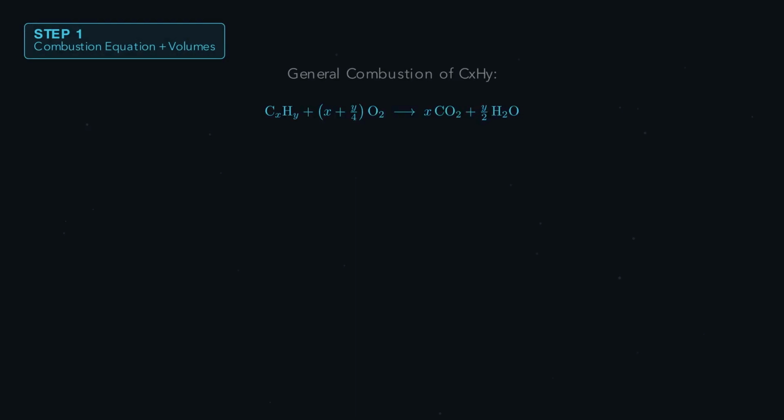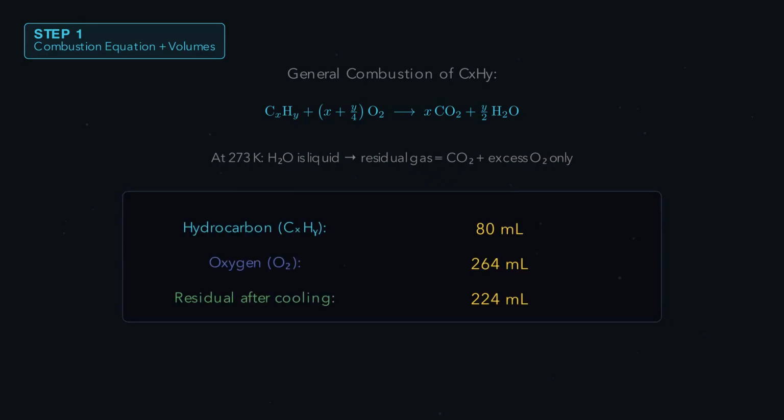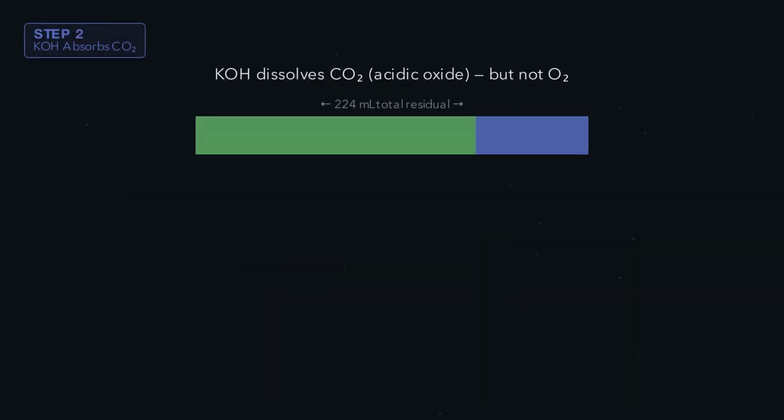From that CO2 volume, we find the number of carbons. Finally, oxygen balance reveals the hydrogen count. Burning any hydrocarbon gives carbon dioxide and water. At 273 Kelvin, that's 0 degrees Celsius, water is liquid, so it's not counted. The 224 milliliter residual is purely CO2 plus leftover oxygen. We started with 80 milliliters of hydrocarbon and 264 milliliters of oxygen.